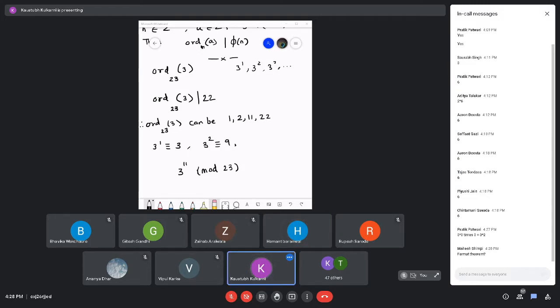And what will it be? 1. Why? Because 23 is a prime number, by Fermat's theorem. Okay, so Mahesh has also answered Fermat's theorem, which is correct. Both of you are correct. You can use repeated multiplication, but this is the shorter way.